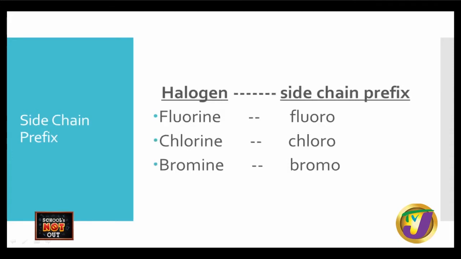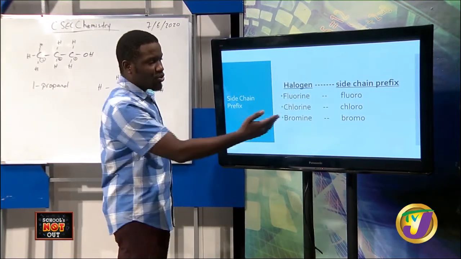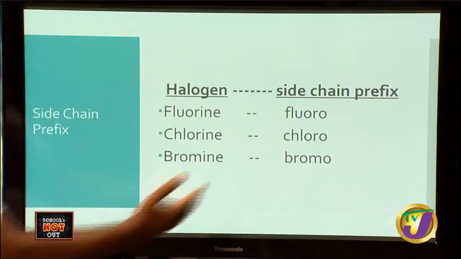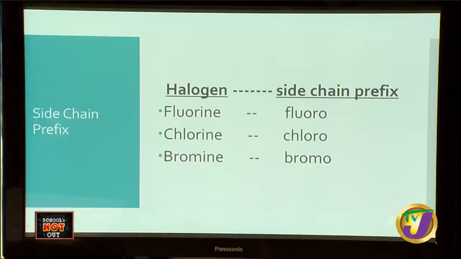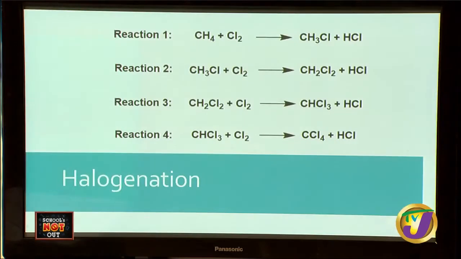Now, whenever we use halogens, these are our side chain prefixes, all right? So if the halogen is fluorine, it will convert it to fluoro; chlorine, chloro; bromine, bromo. All right. So here is a reaction of methane and the halogen chlorine.